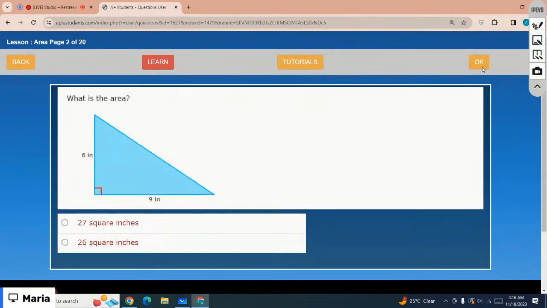Okay, what is the area? You are given a triangle, which is the correct option? That would be half times base times height. So 9 times 6 is 54, and 54 divided by 2 is 27. The correct option is 27 square inches. Option number 1 is the correct option. Got it?